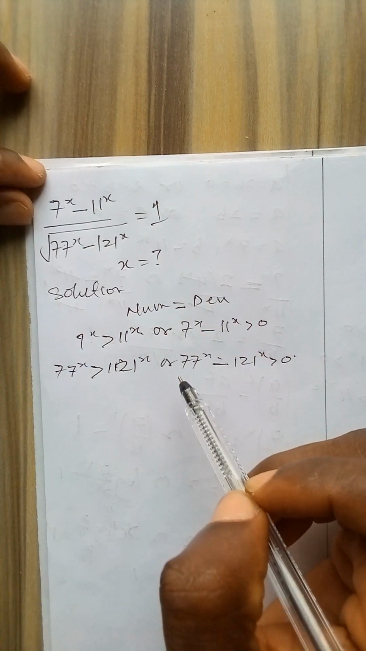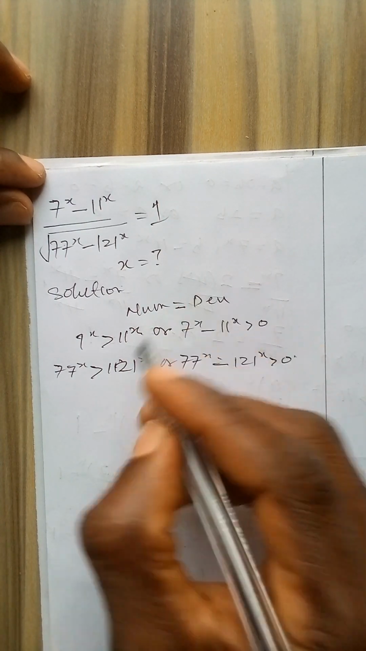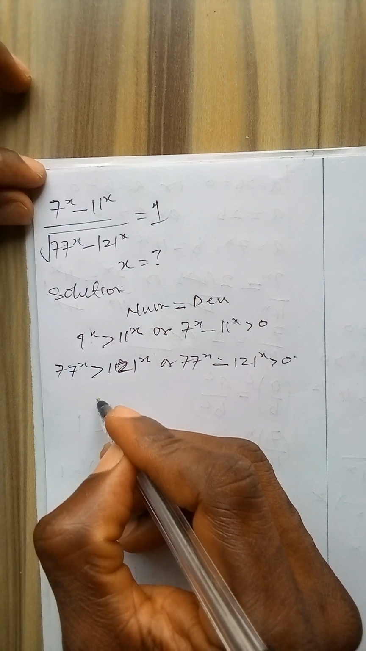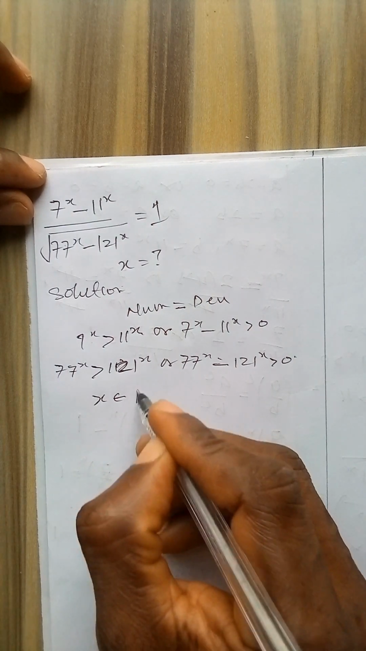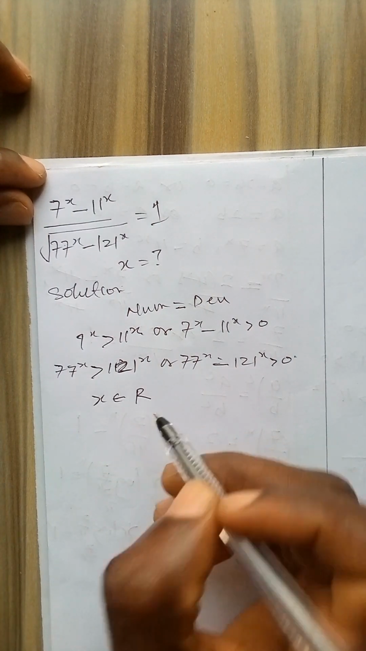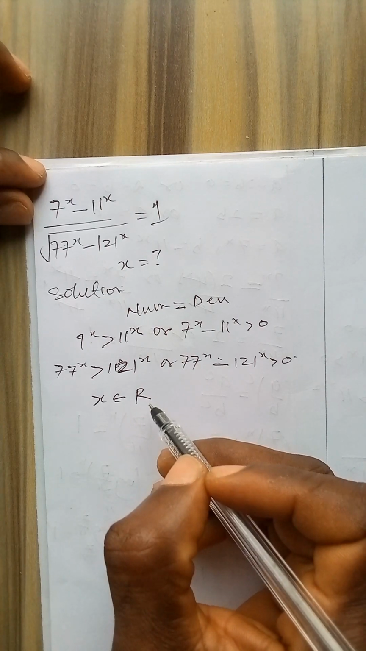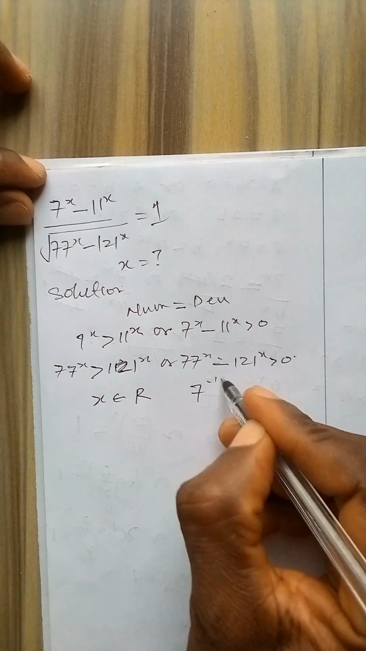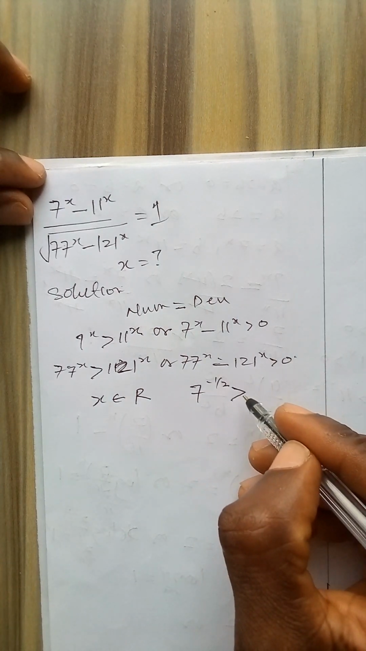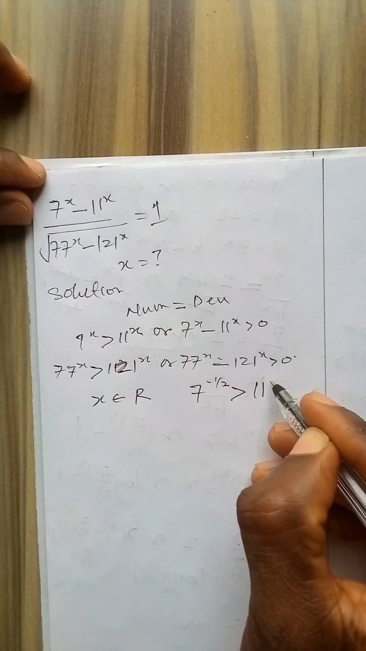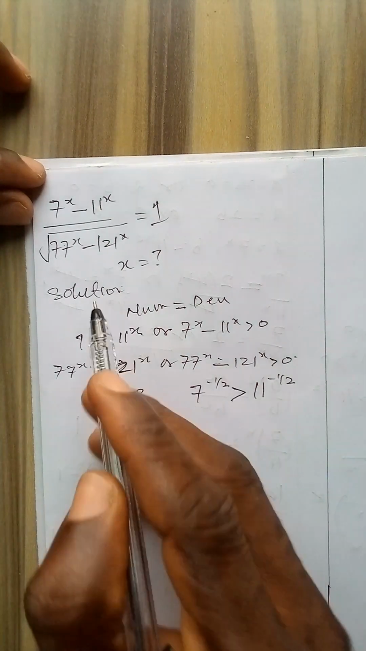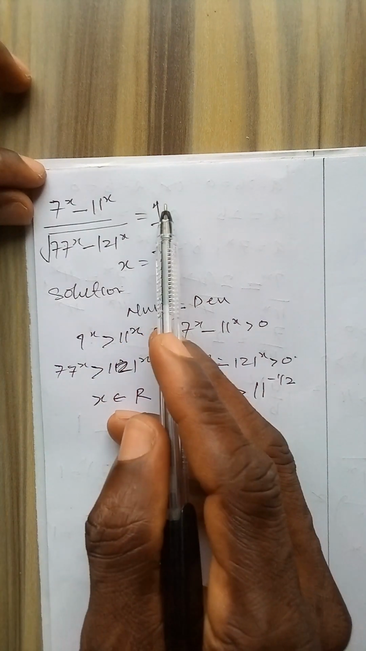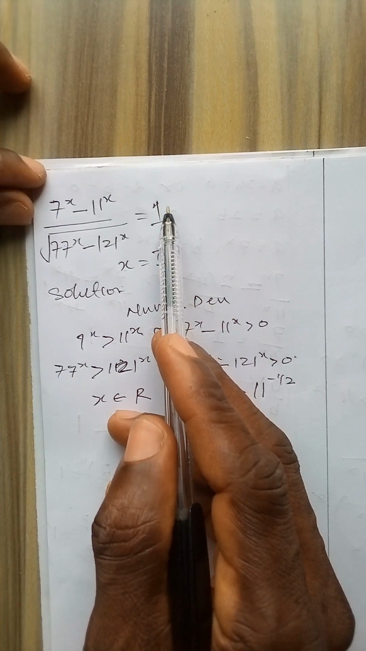What do all these things mean? They simply mean that x is a member of the set of rational numbers. x is in fact a negative rational number. For example, if I have 7^(-1/2), it is greater than 11^(-1/2). Therefore, we'll have a positive result at the right hand side.